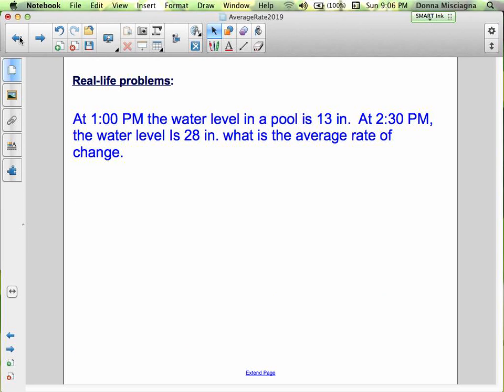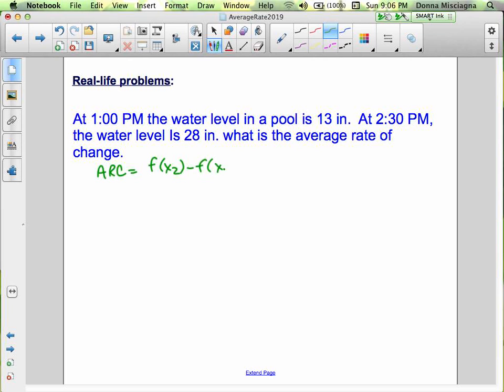At 1 p.m., the water level in a pool is 13 inches. At 2:30, the water level is 28 inches. What is the average rate of change? Right, so remember that average rate of change is the difference in the value of the function divided by the difference in the x values. You can also consider it to be the change in y over the change in x. Now, the y values are our dependent variable. So the dependent variable is in the numerator, the independent variable is in the denominator.